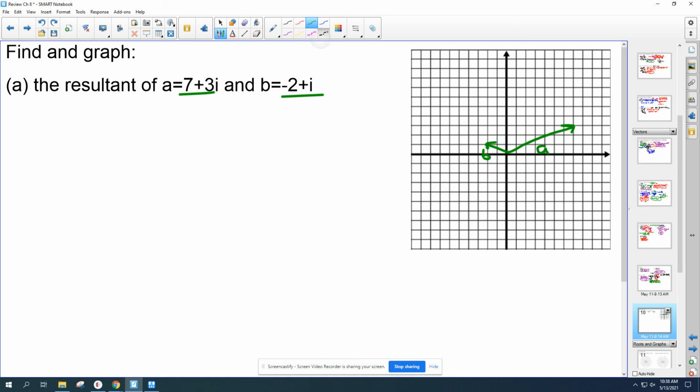So what we could do is the parallelogram rule and see that that vector is going to go to the opposite corner. But what we probably need to do is just add the parts. 7 plus negative 2, 3i plus i. The resultant is 5 plus 4i. So 1, 2, 3, 4, 5. 1, 2, 3, 4. There is our resultant.